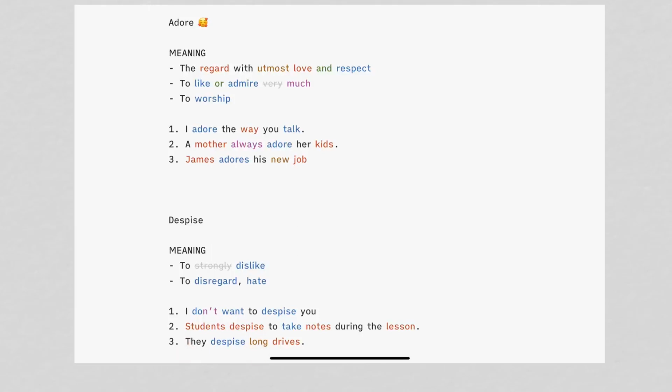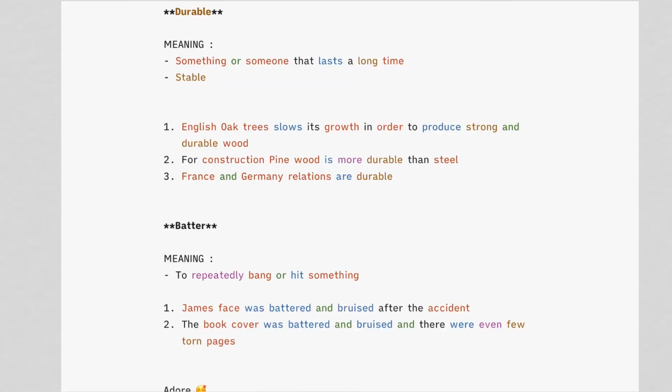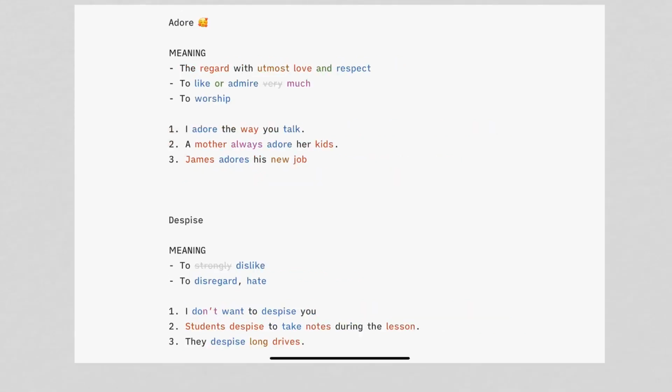They despise long drives. So in most of them, or in almost all of them, we have used present indefinite tense. So you can see how we can use present indefinite tense in other sentences as well. So basically in all of 1, 2, 3, 4, 5, 6 sentences, we have used present indefinite tense.